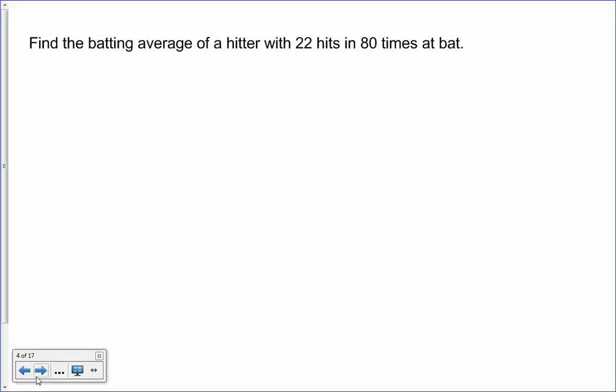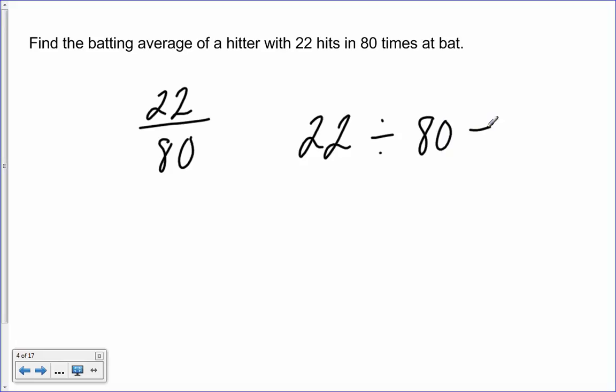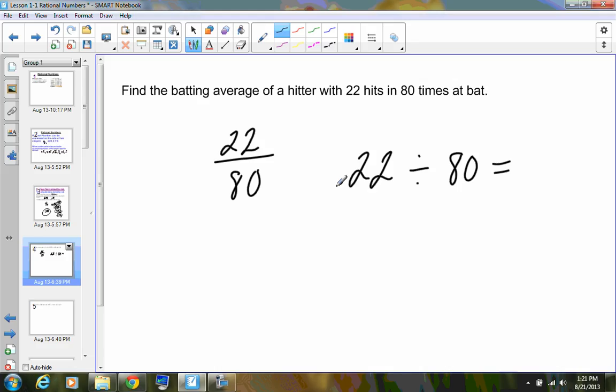So let's look at another one. Find the batting average of a hitter with 22 hits and 80 times at bat. Again, it's the number of hits over the number of times at bat. So let's use our calculator for this one. If I wanted to plug this operation into my calculator, I'm going to first hit 22, hit the division sign, and then type 80. Put that in on your calculator right now and see what you get.